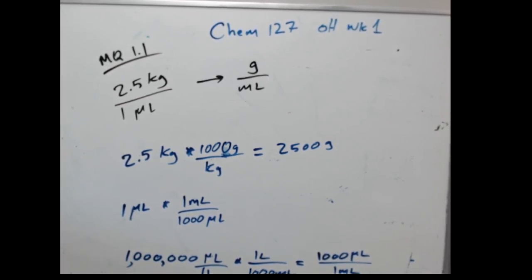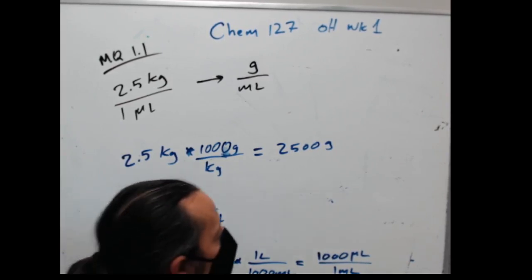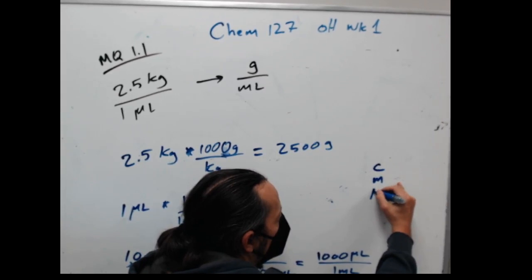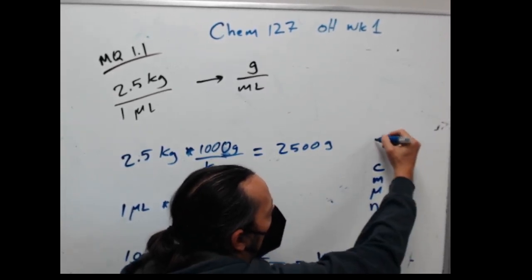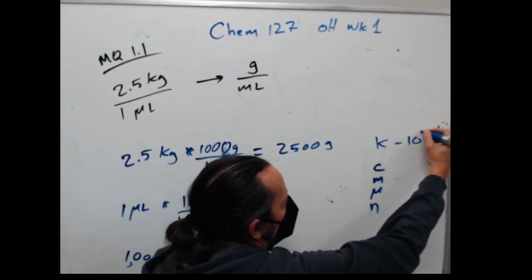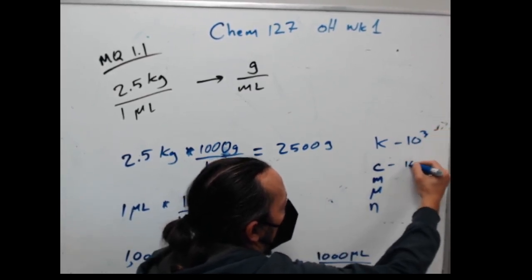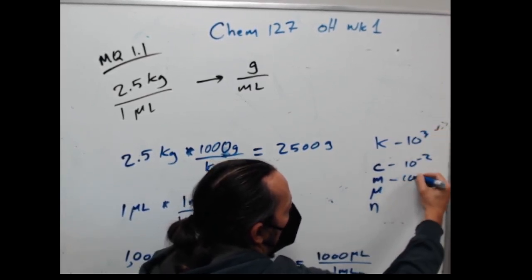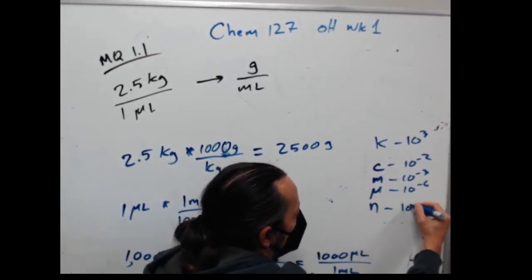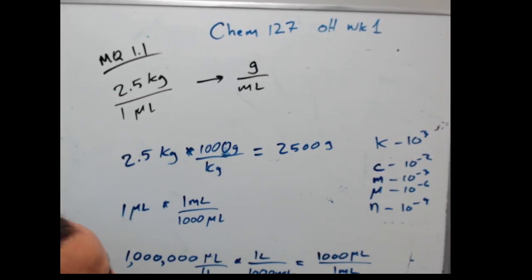There are those prefixes. There's a few that we use really commonly. It's the kilo, the centi, the milli, the micro, and the nano. So this is a 10 to the 3. This is a 10 to the minus 2. This is a 10 to the minus 3. This is a 10 to the minus 6. This is a 10 to the minus 9. Those are the 5 common ones that we use this quarter.